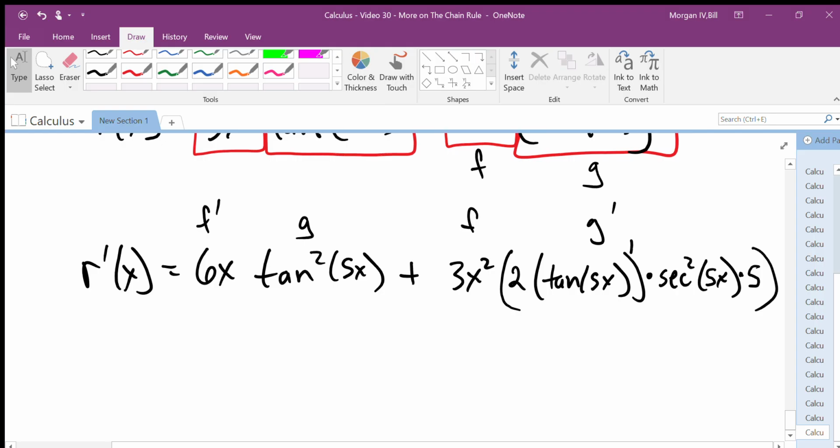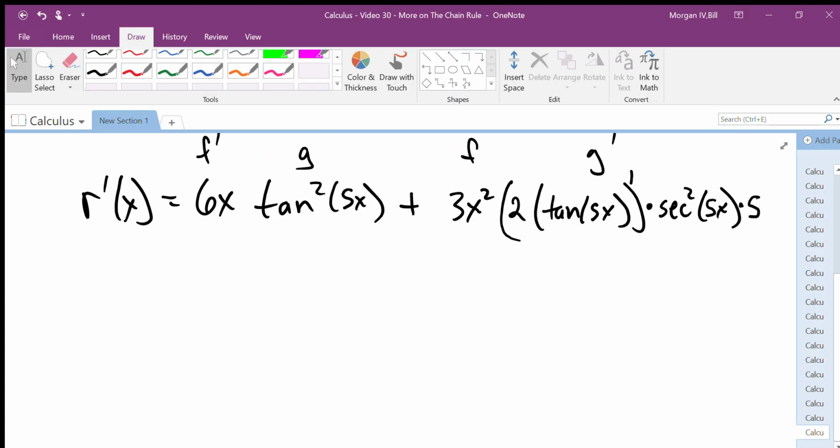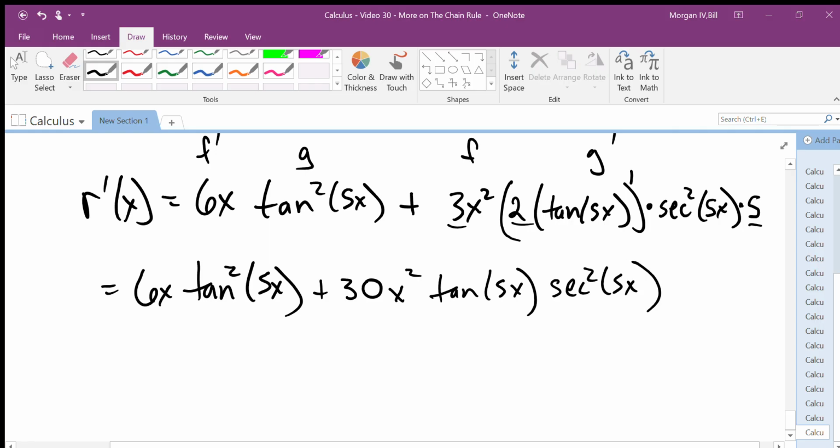I might have added an extra parentheses I didn't need there, so let's try that. Okay, so we have 6x tangent squared of 5x. All right, so I'm multiplying here. I have a 5, I have a 2, that's 10, and a 3 out front, that's 30. All right, that's the 3, the 2, the 5. Then I have an x squared. Then I have a tangent of 5x to the first power. And then I have a secant squared of 5x. So I have a 6x tangent squared of 5x plus 30x squared tangent of 5x secant squared of 5x.